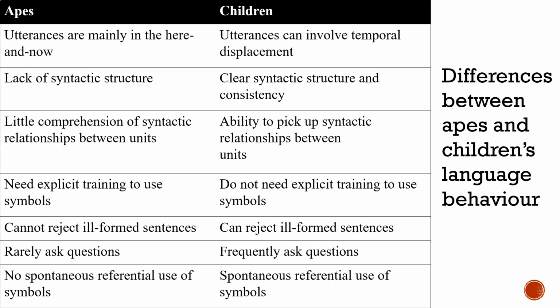But in real life, no, they never ask questions. Children, yes, frequently ask questions because, as I said, we are intelligent animals, right? No spontaneous referential use of symbols. This is the same with training to use symbols. Children, when you are younger, you play pretend. Let's say you have one item and you say to your friends, okay, pretend this is a chair. To play pretend is spontaneous referential use of symbols.